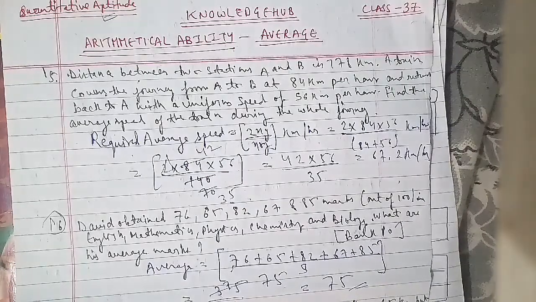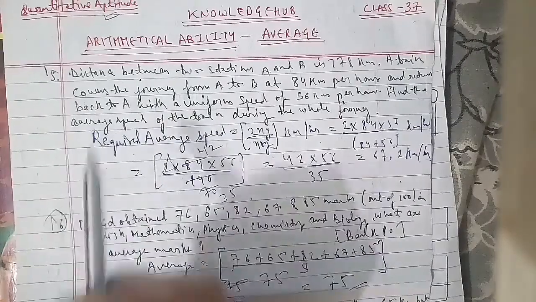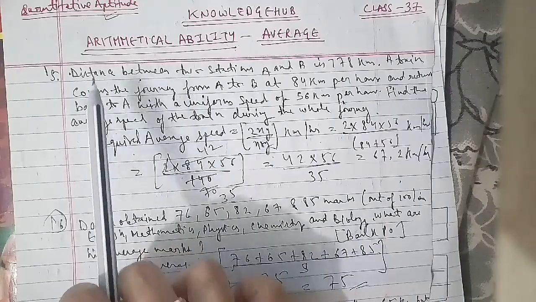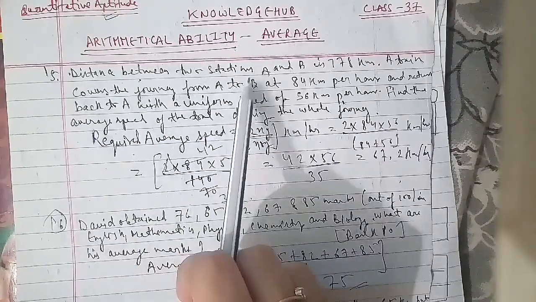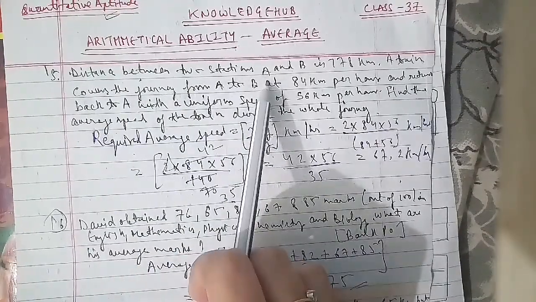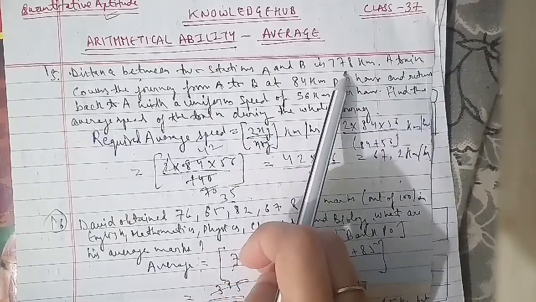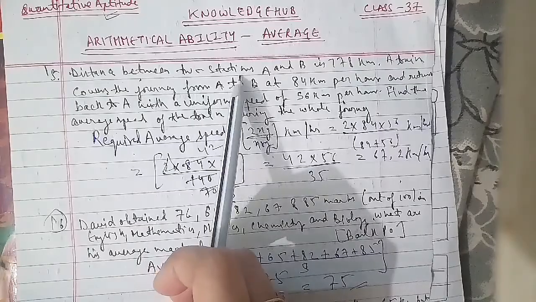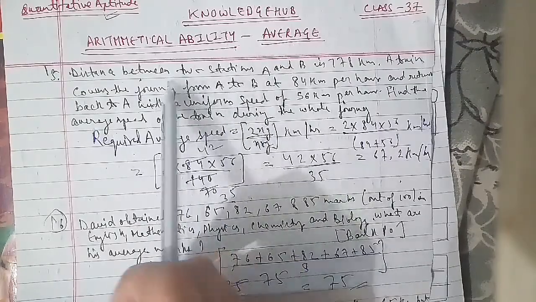So let's go ahead with the 15th question of the session, after the 14th question we discussed in the last class. The question is: the distance between two stations A and B is 778 kilometers.